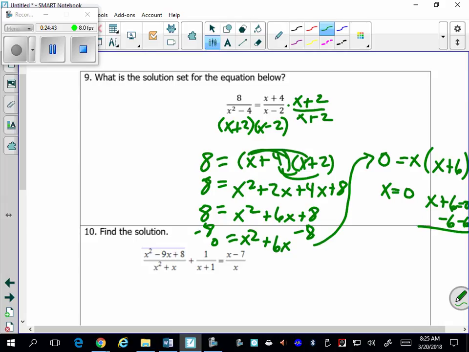Go back to your original problem and make sure both of your solutions don't make any of the denominators 0. So x equals 0: 0 squared minus 4, that's -4. 0 minus 2 is negative 2. That's okay. So that's a good solution. And negative 6 squared, 36 minus 4, that's 32. That's fine. And negative 6 minus 2 is negative 8. So we're good there.